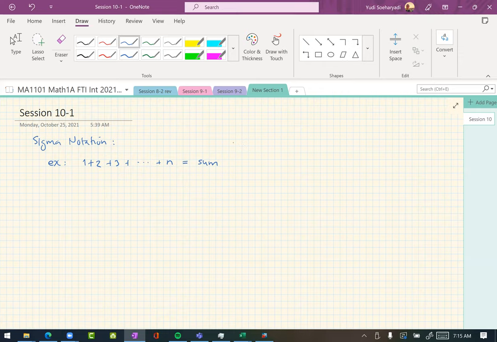Sum k, let me just say this verbally, sum of k from, say, 1 to n. The notation for the sum is sigma. You know this notation, sigma notation. Sigma is a letter from the Greek alphabet. You have the lower case sigma and the large capital sigma. So you sum up k starting from 1 to n. So this sigma is the sum.